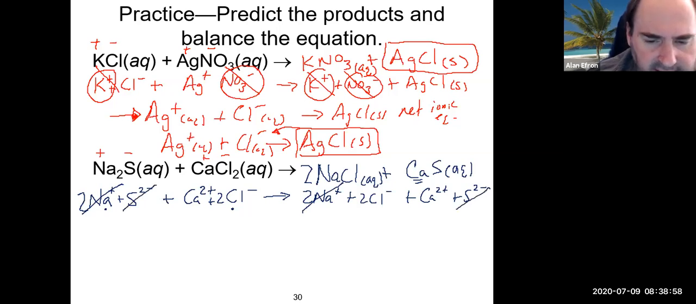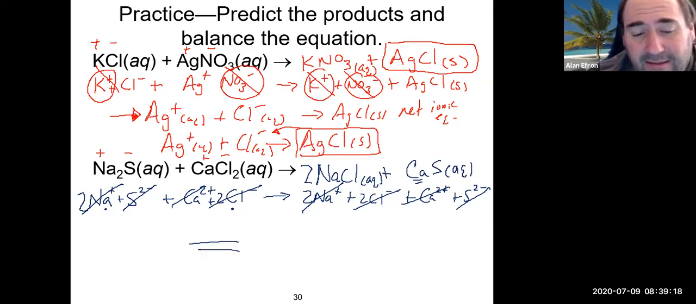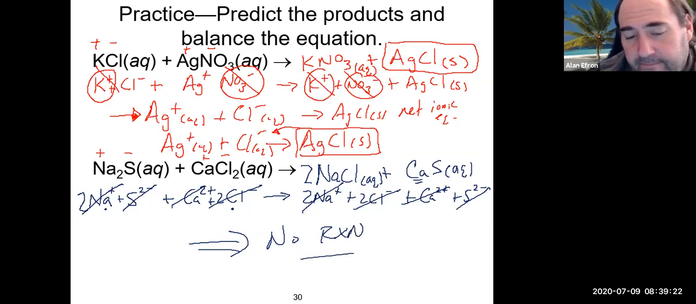Sulfide on both sides cancel, spectator. Calcium on both sides cancel, spectator. Chloride on both sides cancel, spectator. I just canceled out everybody that's there. That means basically when you mix these together, you still have just the ions floating around. Nothing's going to really happen. Not going to be any reaction, and technically speaking, no reaction would occur here because of that.